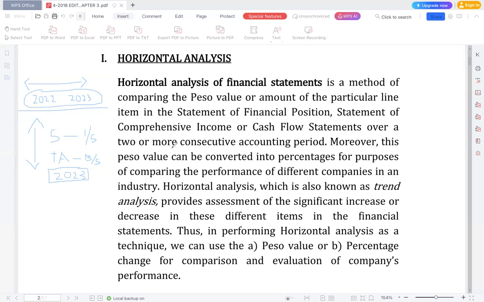So going back, horizontal analysis is also known as trend analysis, which provides assessment of significant increase or decrease in the different items of financial statement. Thus, in performing horizontal analysis as a technique, we can use the peso value or percentage change for comparison and evaluation of the company's performance.